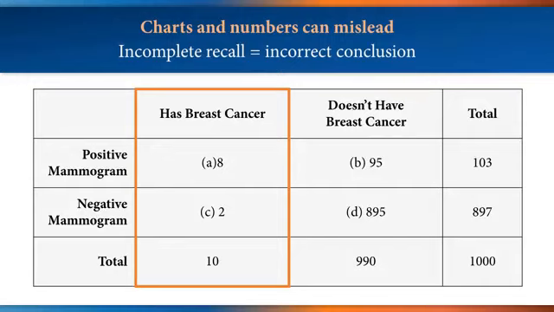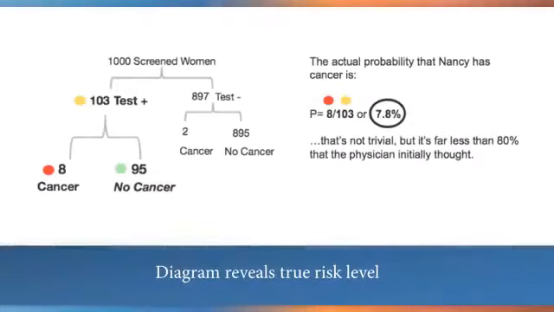The positive result from Nancy's mammogram has nudged the doctor into unwittingly thinking about her only in the left-hand column, which says has breast cancer, and forgetting about the data in the right column, which says doesn't have breast cancer. That means the conclusion the doctor arrives at and presents to her patient is going to be wrong.